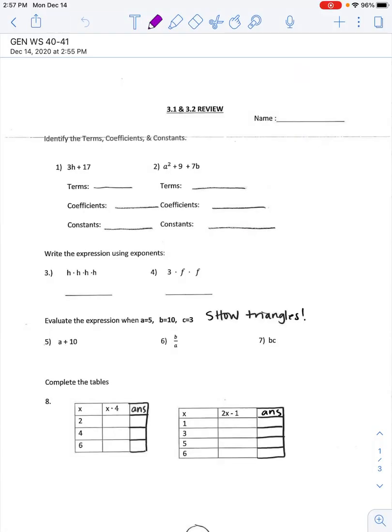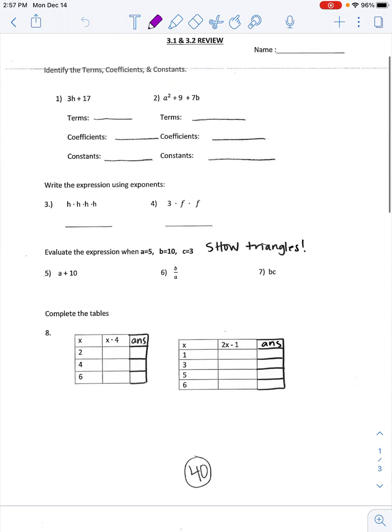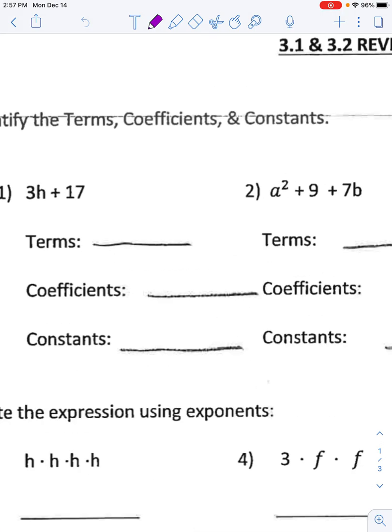I want to review your virtual assignment. And I had you stop after number 15, and then we can pick up after we review 1 through 15. We'll do the word problems together. Okay, so starting at the top, go ahead and review.